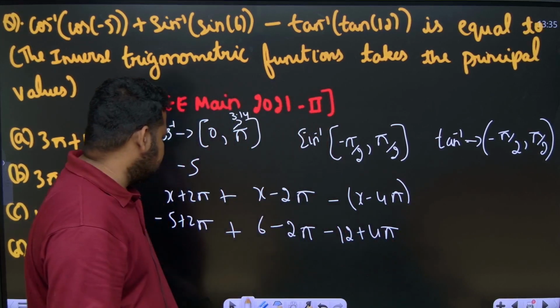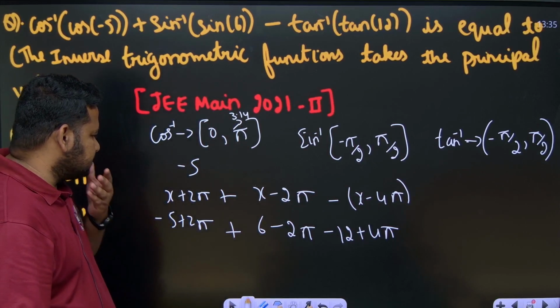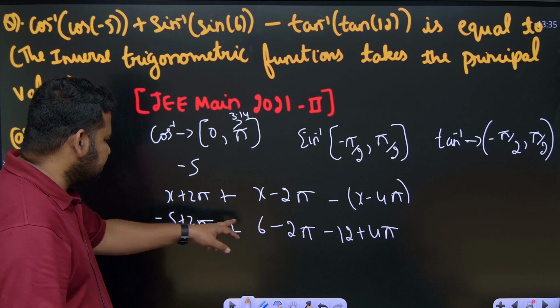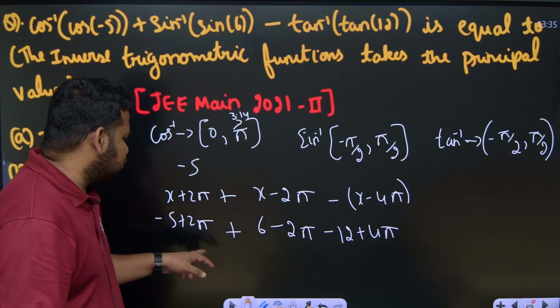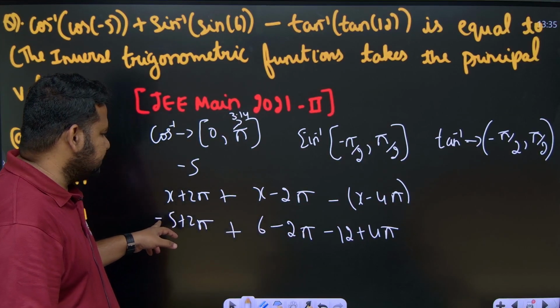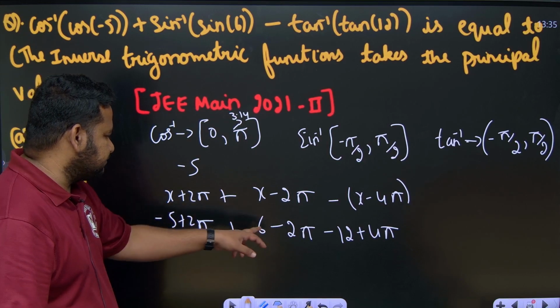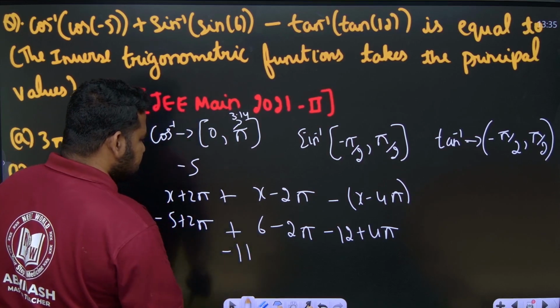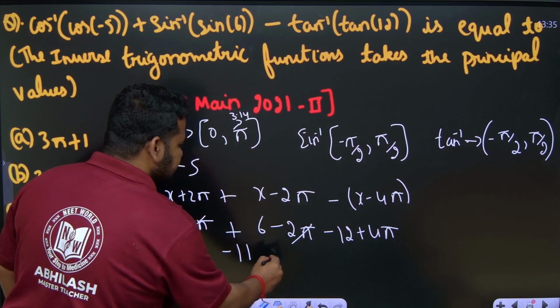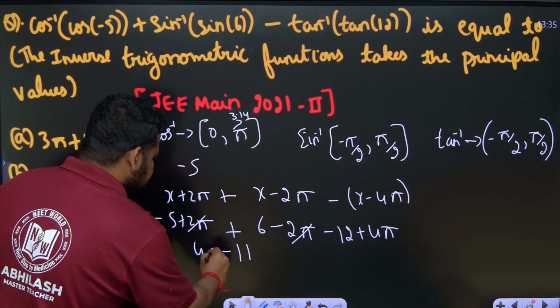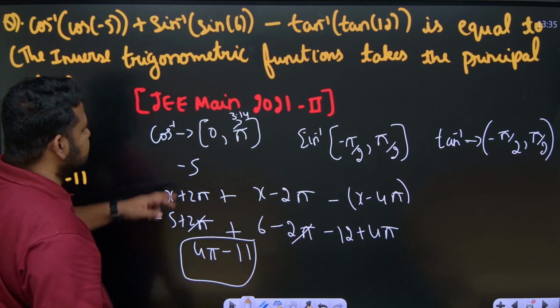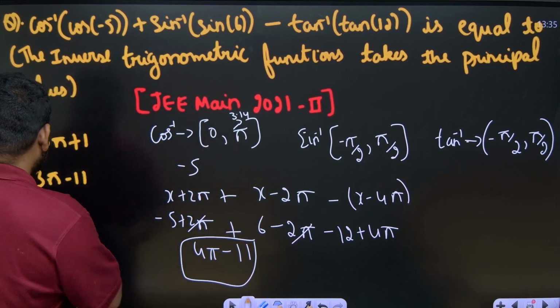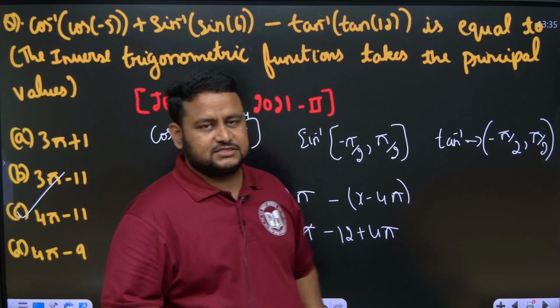Now look at this. Minus 5, 6, 12. So minus 12 minus 5 is minus 17, and 17 plus 6 is minus 11. What about pi? Plus 2 pi and minus 2 pi cancel. What do I have left? 4 pi. So what I will get is 4 pi minus 11. JEE Mains 2021. 4 pi minus 11, that is option C. This is how you solve the question.